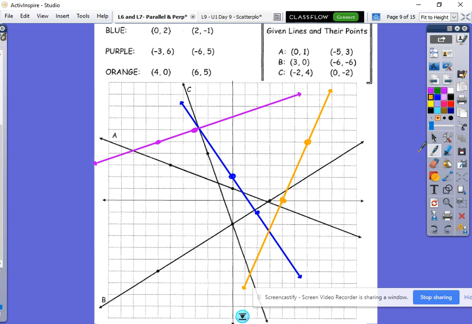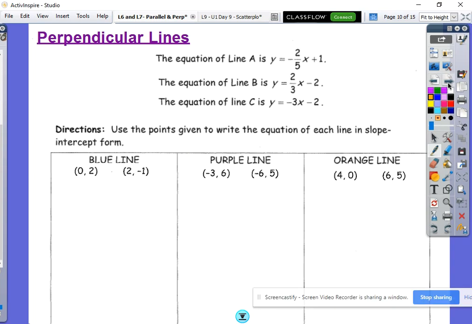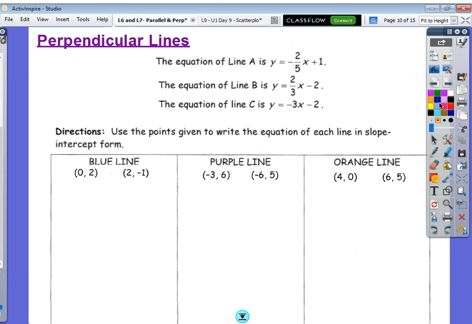Okay, so now that we've got them graphed, let's compare them to each other. And we're going to compare them, but first by finding the equation of each line. So just like we did in our last classes, we now have to find the equation of the blue line, the equation of the purple line, and the equation of the orange line. You should be getting good at this because we keep doing it over and over again. So I'm just going to quickly do these here, and you can press pause if you need to catch up.